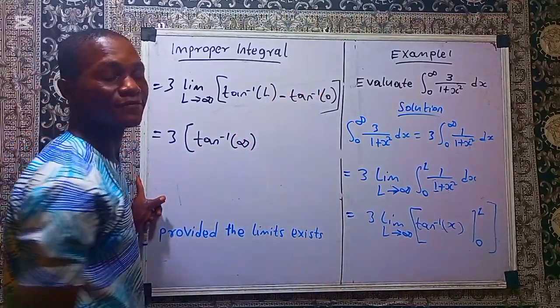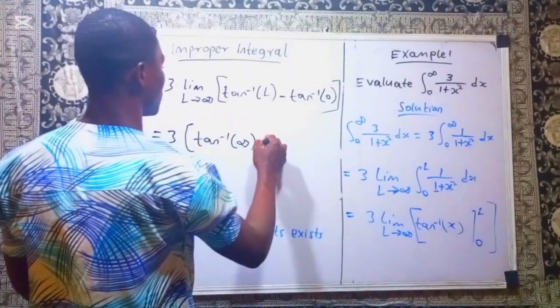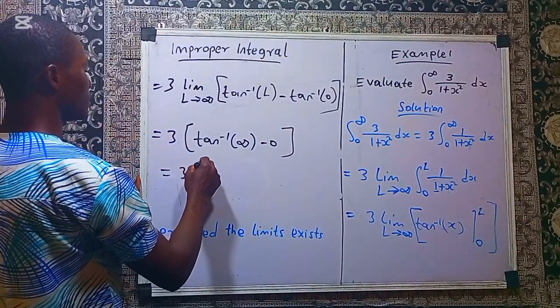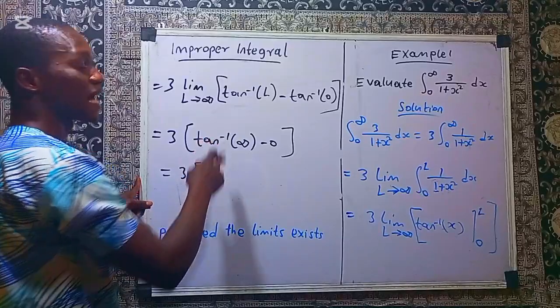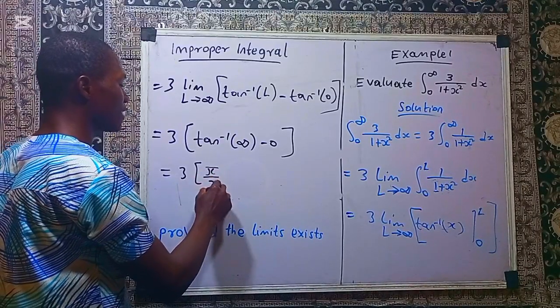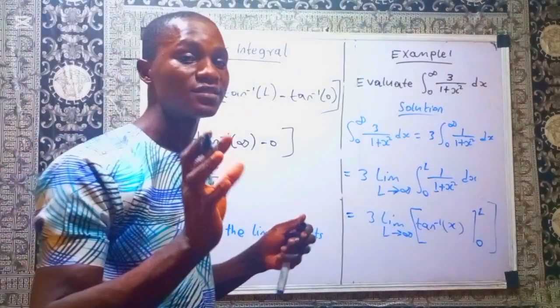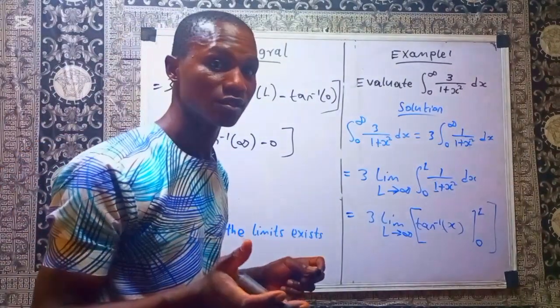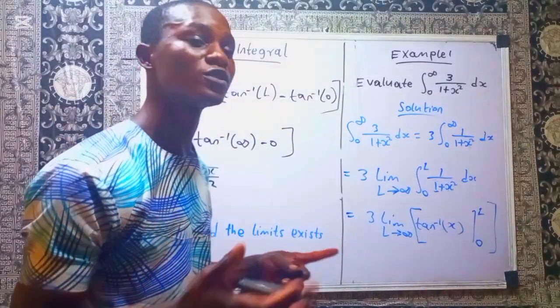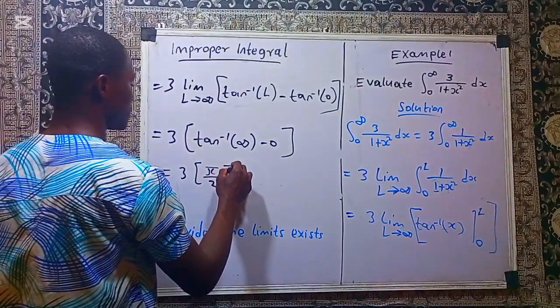Minus, what is tan inverse of 0? Tan inverse of 0 is 0. So you have 3 times, what is tan inverse of infinity? Tan inverse of infinity is 90, which I can write as pi over 2. You know, 90 is the same thing as pi over 2 in radian. So pi over 2 is simply 180 divided by 2, which is 90. So this is what we have.